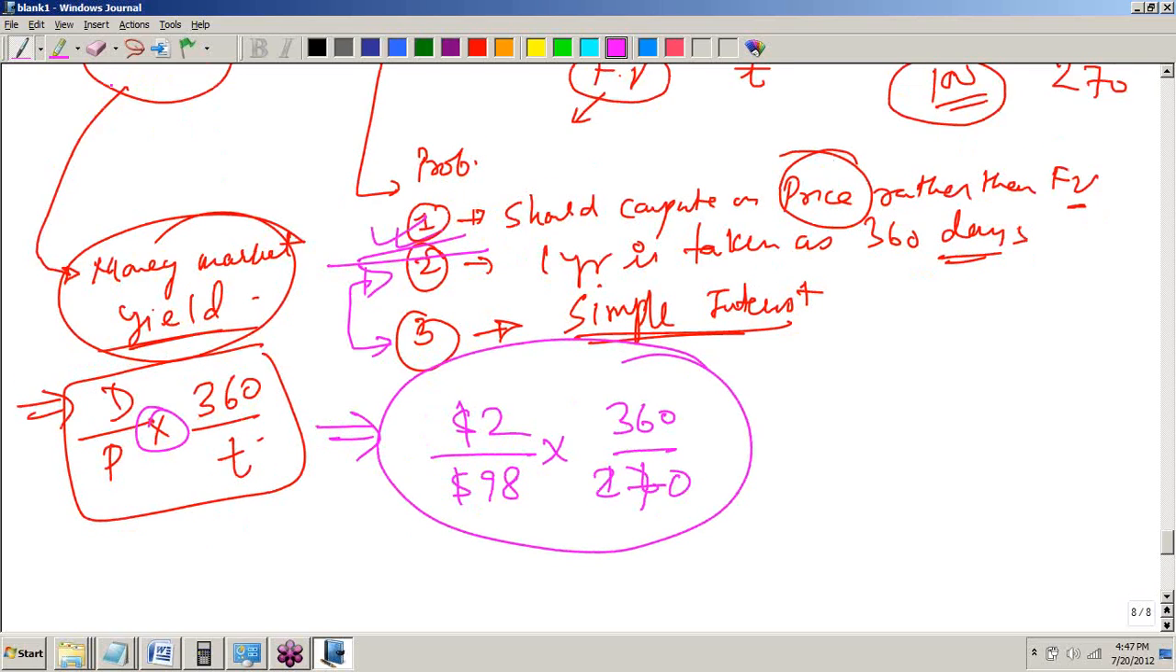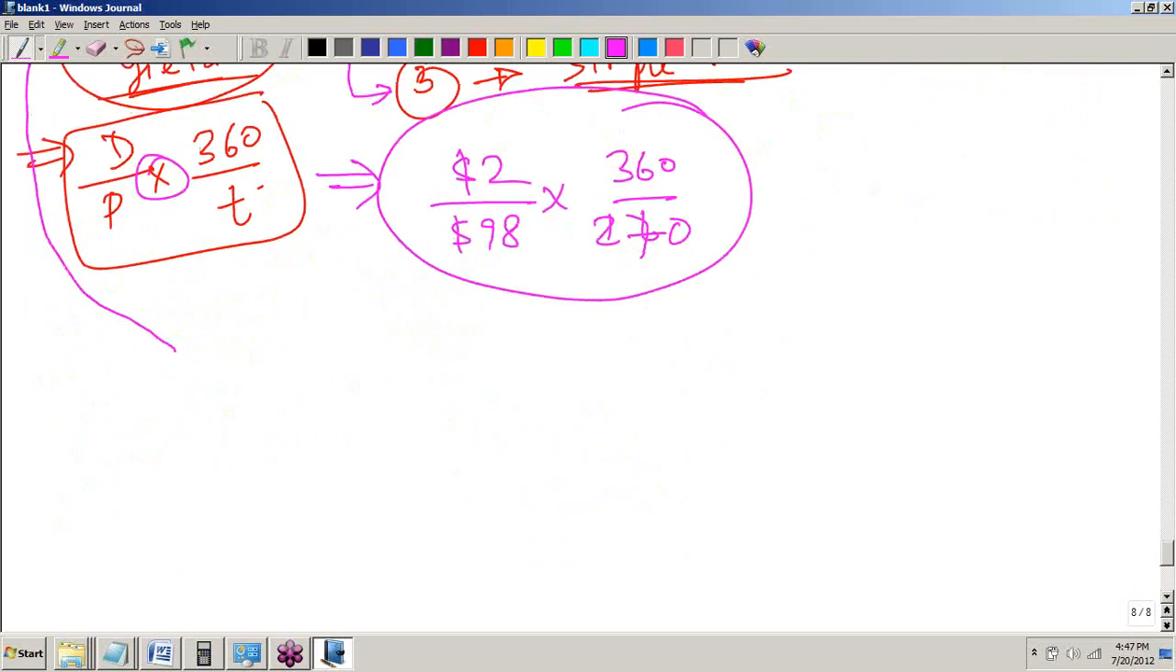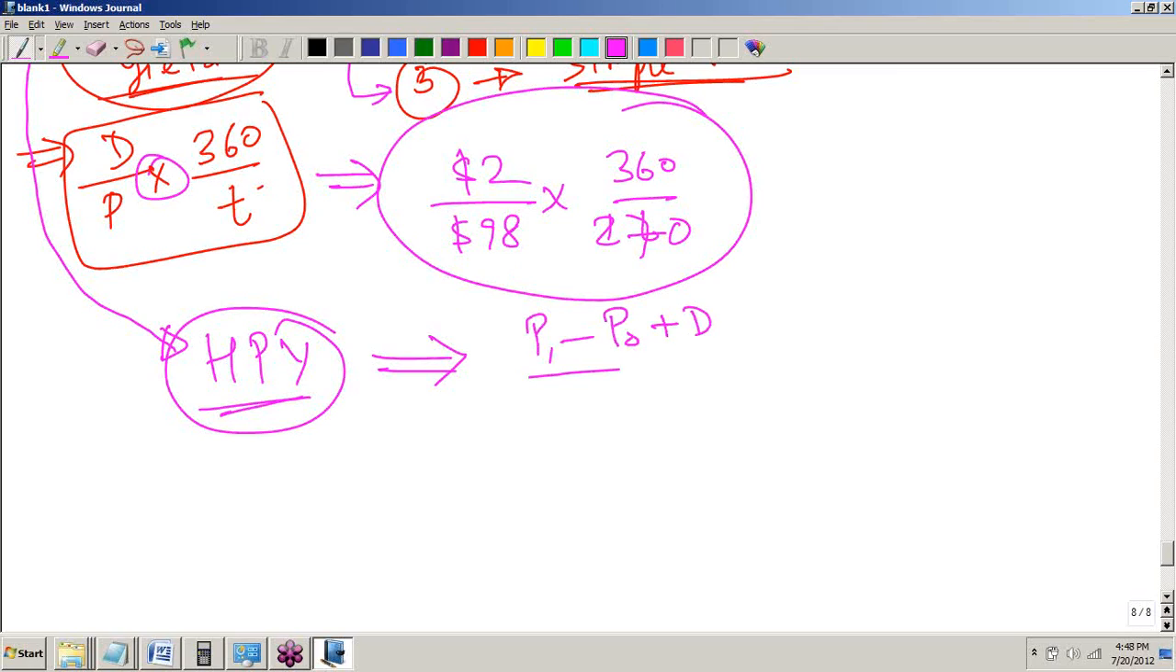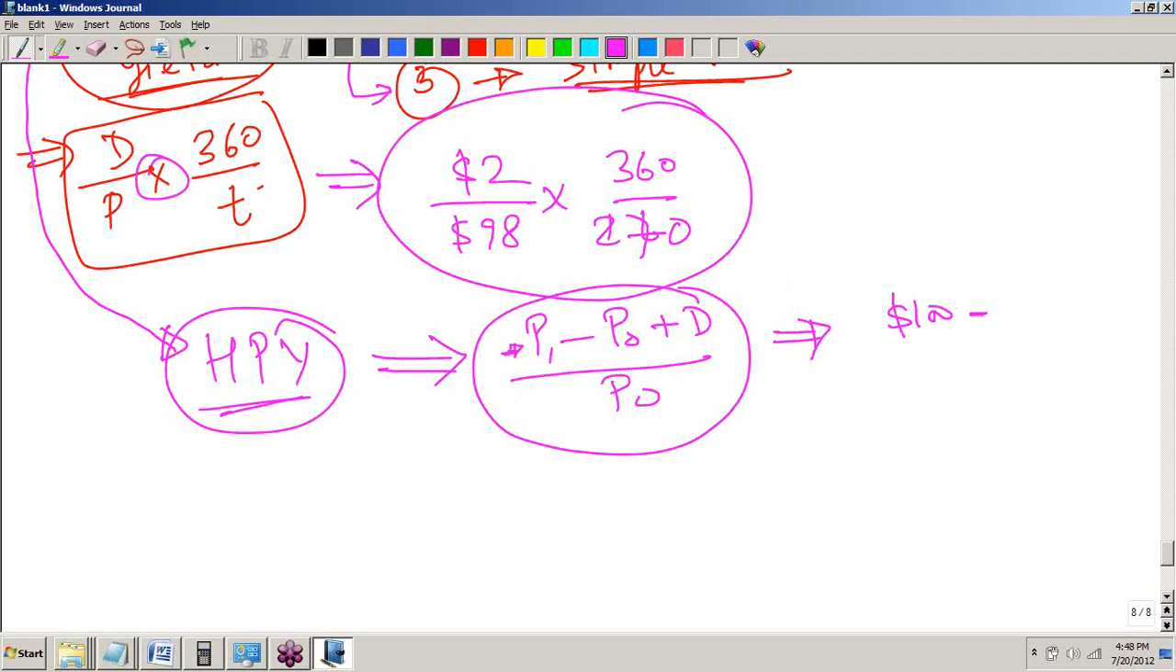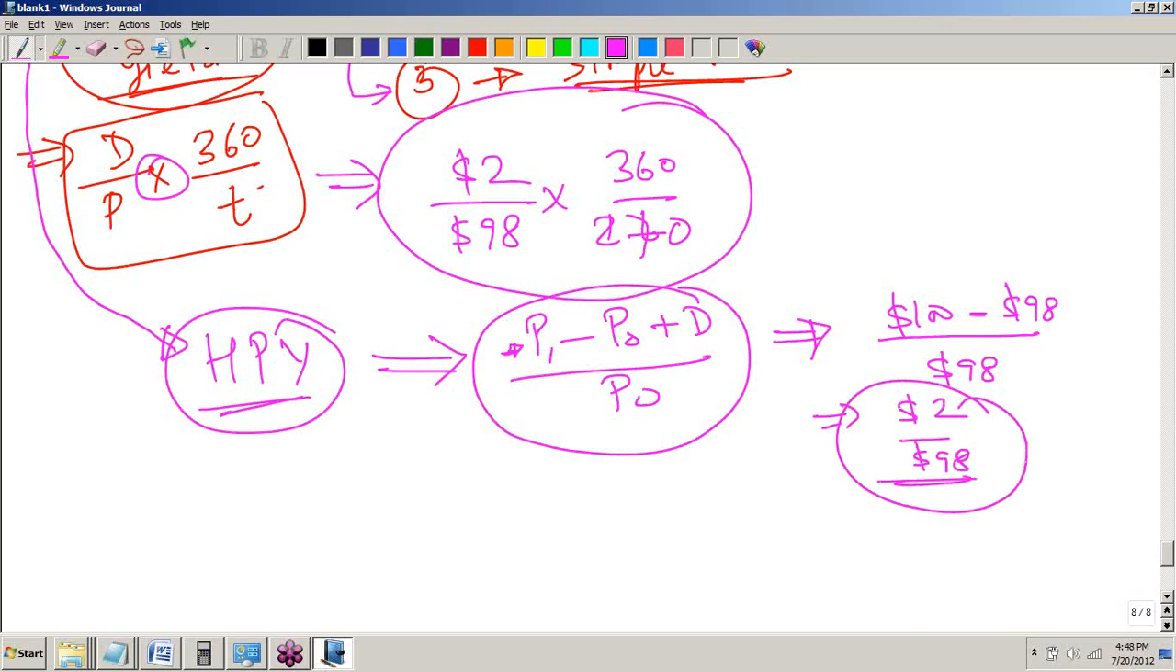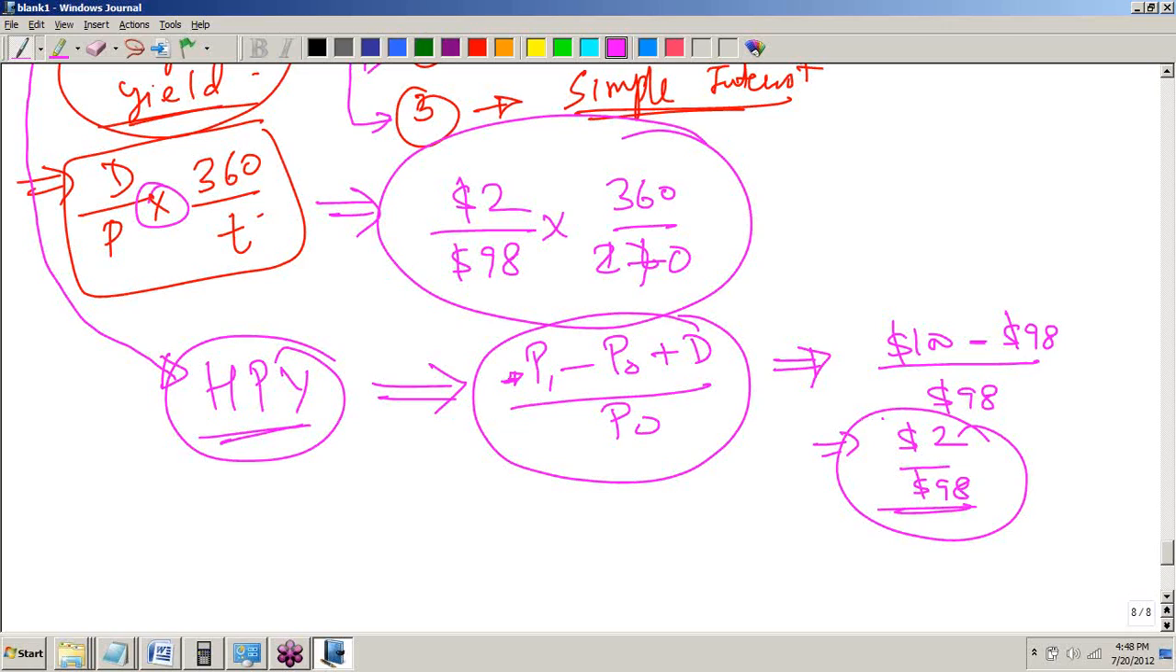Then the third yield that you will compute is the holding period yield or holding period return. How do you compute this? Holding period return is given as (P1 minus P0 plus D) by P0. P1 is the price at maturity, which is $100. P0 is the price at which you are buying. So it is nothing but $2 by $98. Your holding period return is 2, the return that you are getting, divided by 98. That is your holding period yield or holding period return.